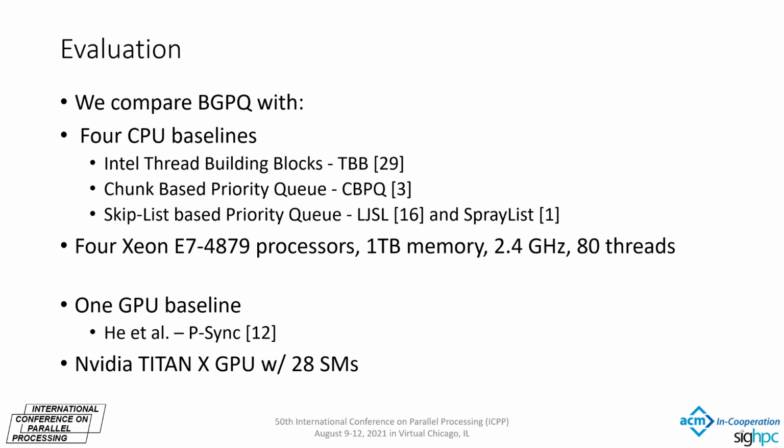We compare BGPQ with 4 CPU baselines: Intel thread building blocks TBB, the chunk-based priority queue CBPQ, and 2 skip list-based implementations, the Linden and Jonsson skip list and SprayList, the relaxed implementation. We compare with one GPU baseline, which is Hunt's heap-based implementation. We call it P-Sync.